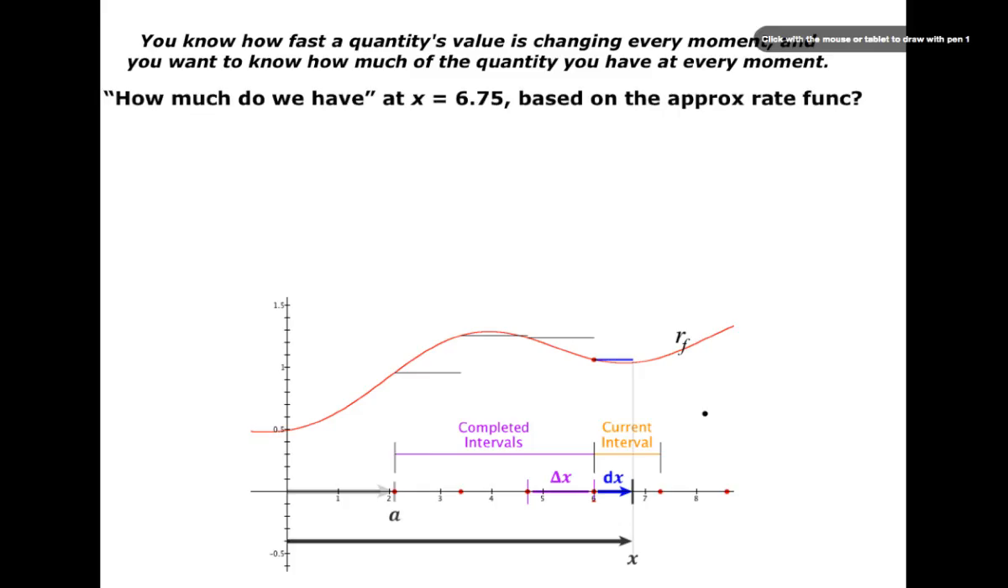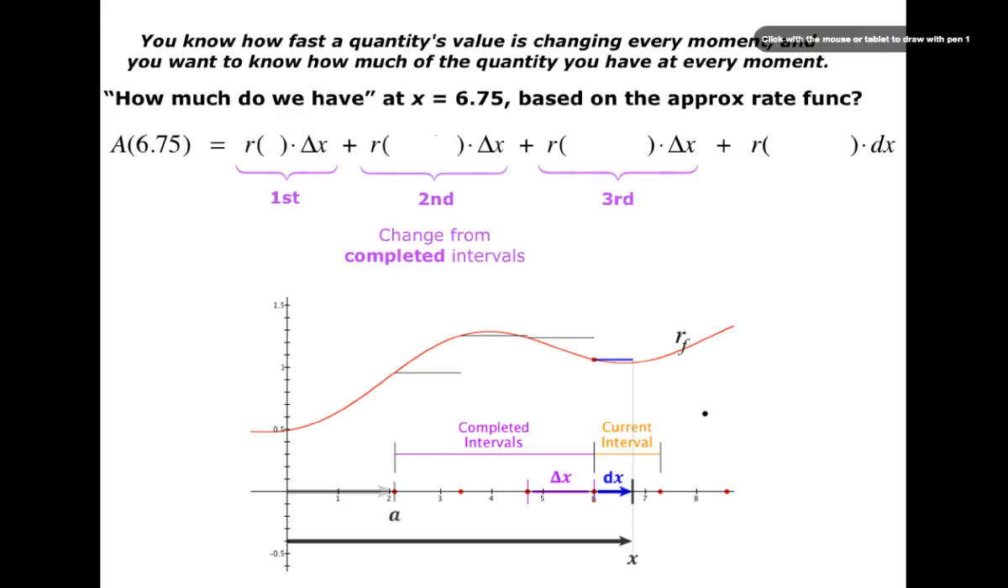Okay, so let's recap from last time. To get how much we had at x equals 6.75, for example, we've got the change from completed intervals: m dx plus m change in x plus m change in x from the completed intervals. And then we have a little bit more from the current interval. Again, it's just m dx again. So this function that we're creating, this one rule, right? We're trying to get an accumulation function in one rule. It really boils down to this: adding up little changes in y.